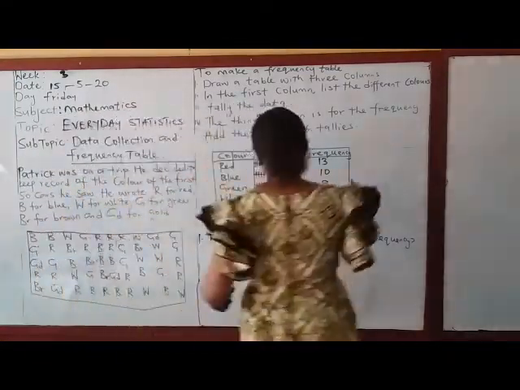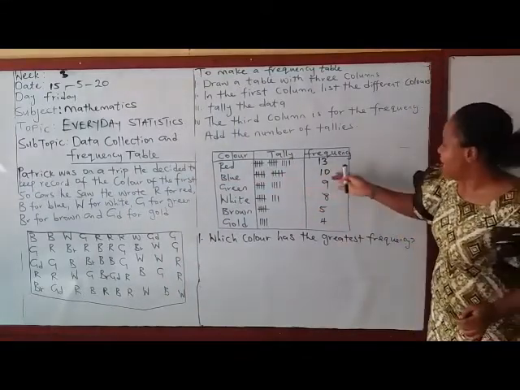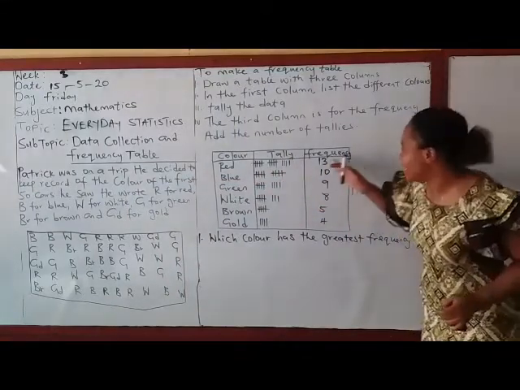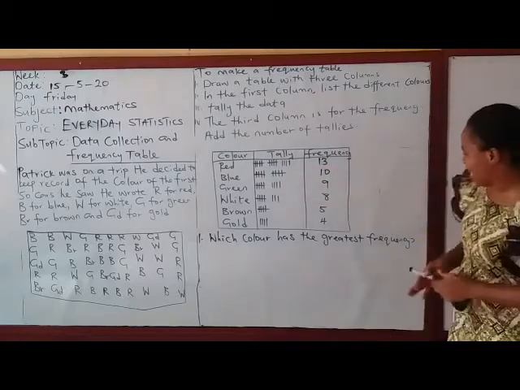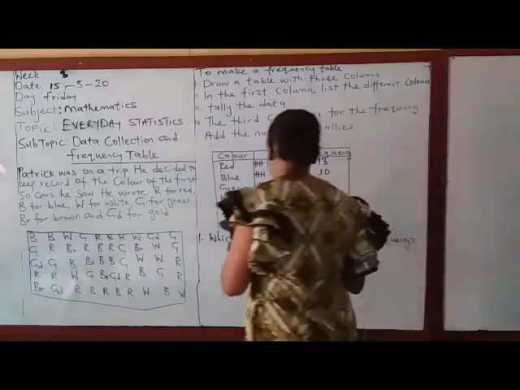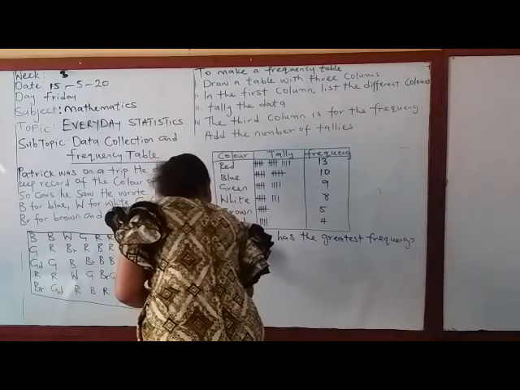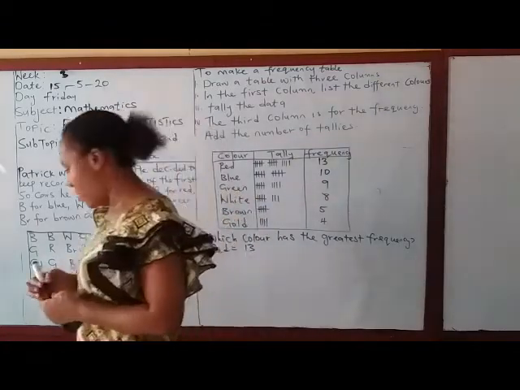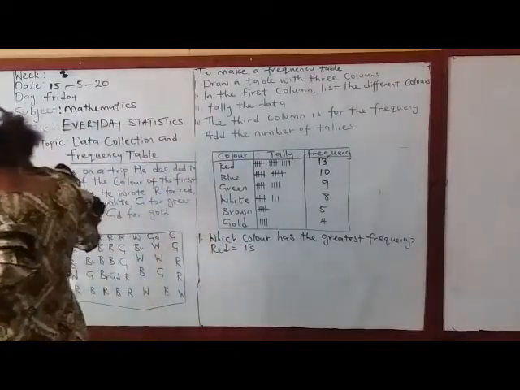Of course, you can see the number is there for you. Red is 13 in number, blue is 10 in number. Of course, you have seen it. The color that has the greatest frequency is what? Red. It is red. He saw 13 vehicles that are red here.